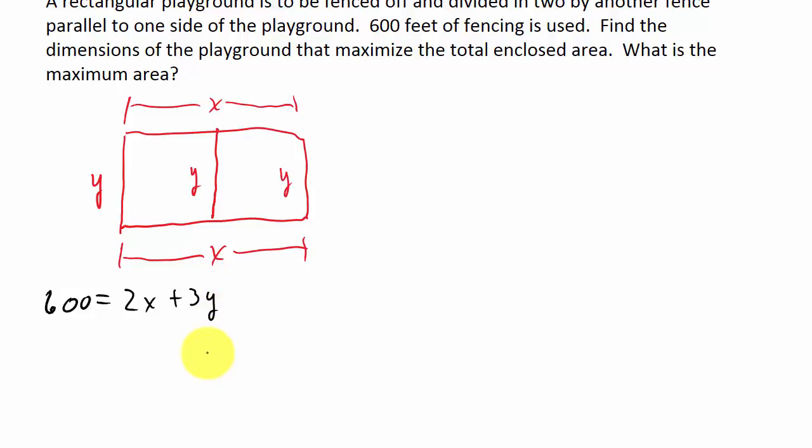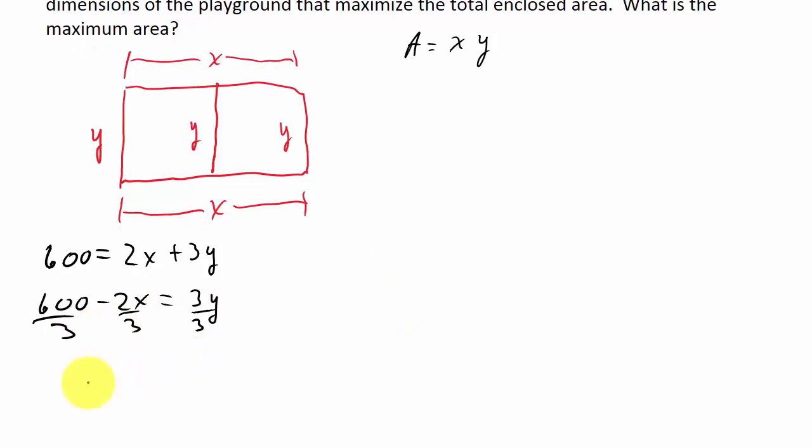Now we want to maximize the area. Well, what's the formula for the area of a rectangle? The area is length times width, or x times y. What we want to do is get this area formula in terms of one variable, so we're going to get it all in terms of x. So I'm going to solve this given equation for y. I subtract 2x from both sides, and then I divide everything by 3. And so I get 200 minus 2/3 x equals y.